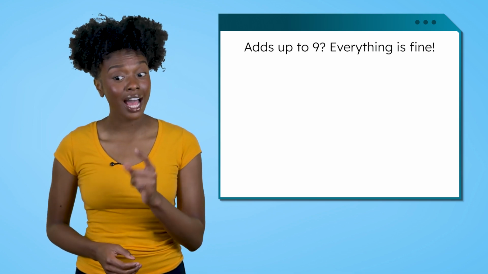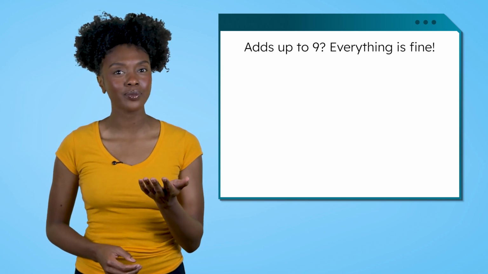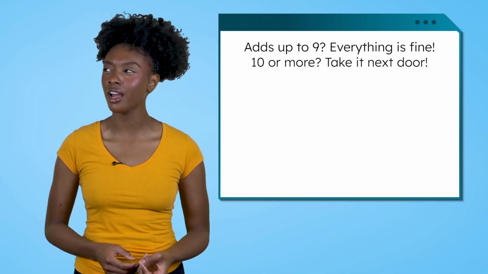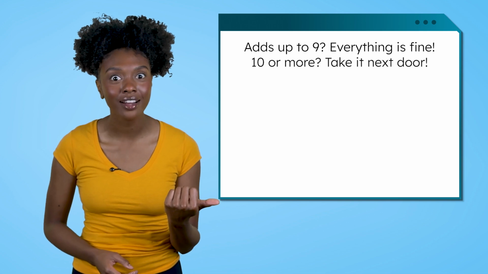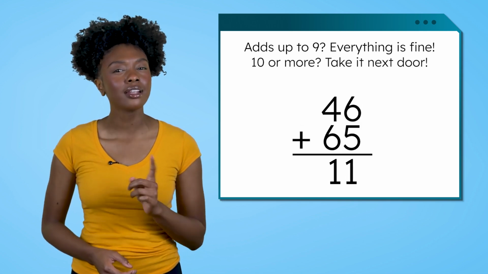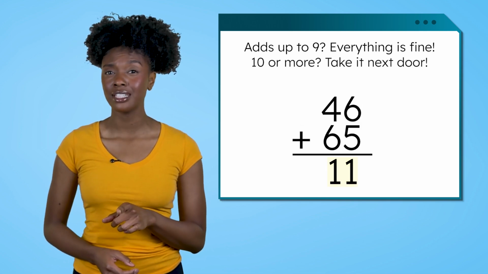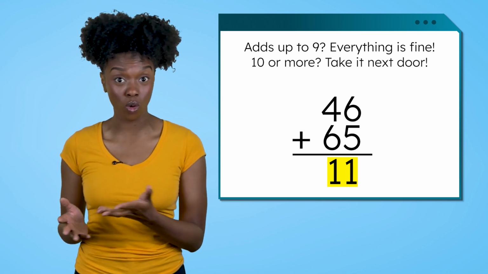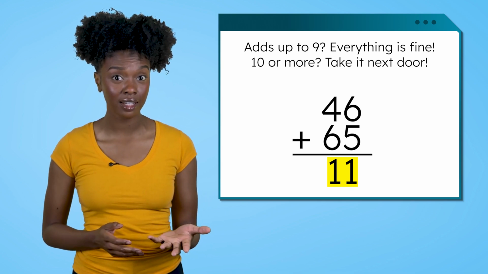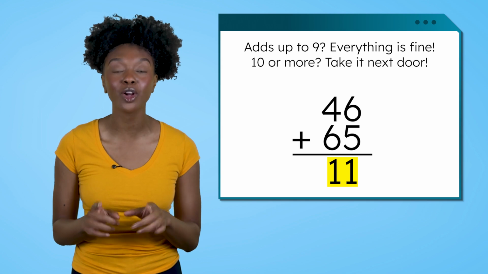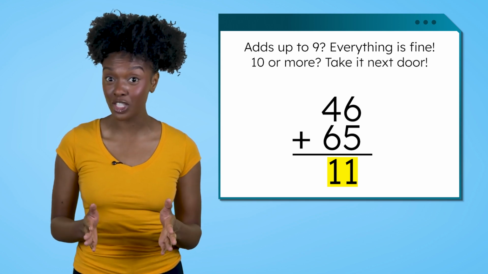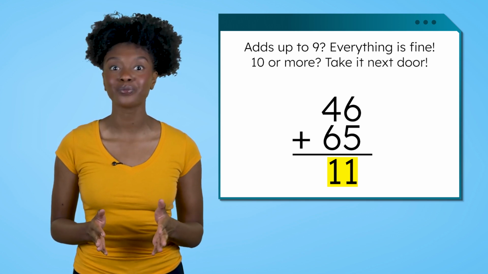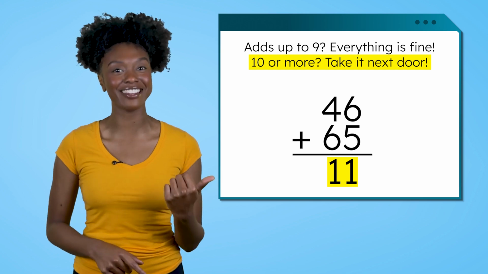We learned a rhyme in level 2 to help us with situations like this. It was adds up to 9, everything is fine. 10 or more, take it next door. Looking at the math we've done, did we get a number that's 9 or smaller than 9? No, we got a number larger than 9. So we need to do what? If it's 10 or more, take it next door.